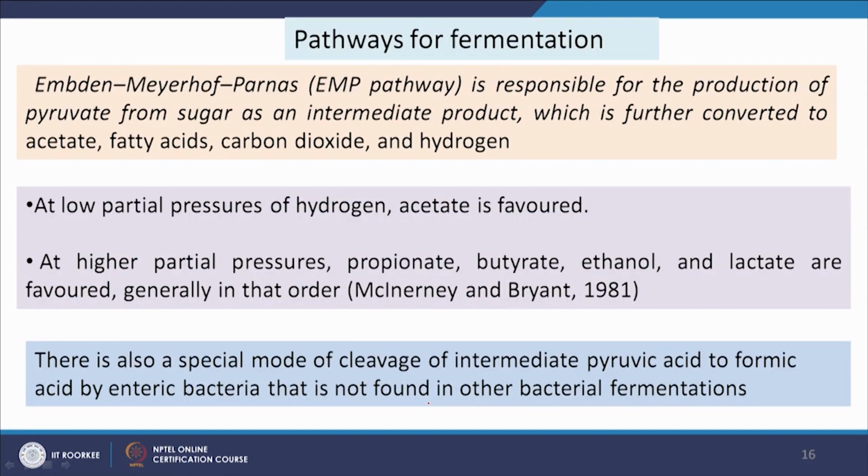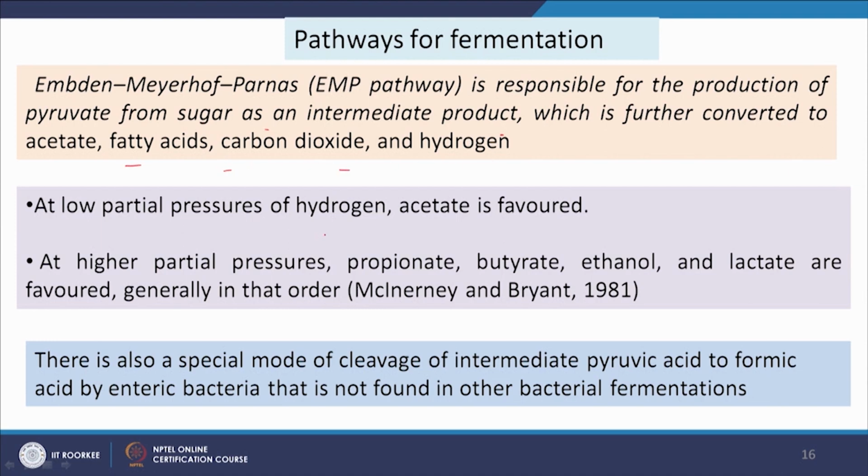So, what we see is that sugar, fatty acid and lipid, amino acid, all compounds are converted to acetic acid. This conversion takes place through the EMP pathway, that is Embden Meyerhof Parnas pathway. It is responsible for the production of pyruvate from sugar as an intermediate product, which is further converted to acetate, fatty acids, carbon dioxide and hydrogen.